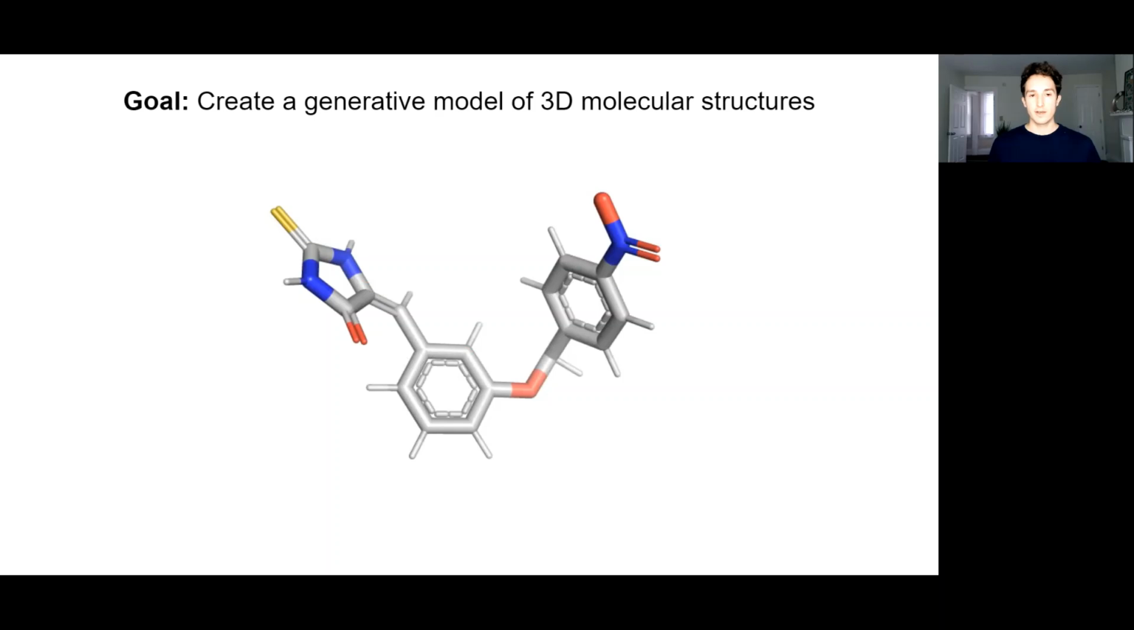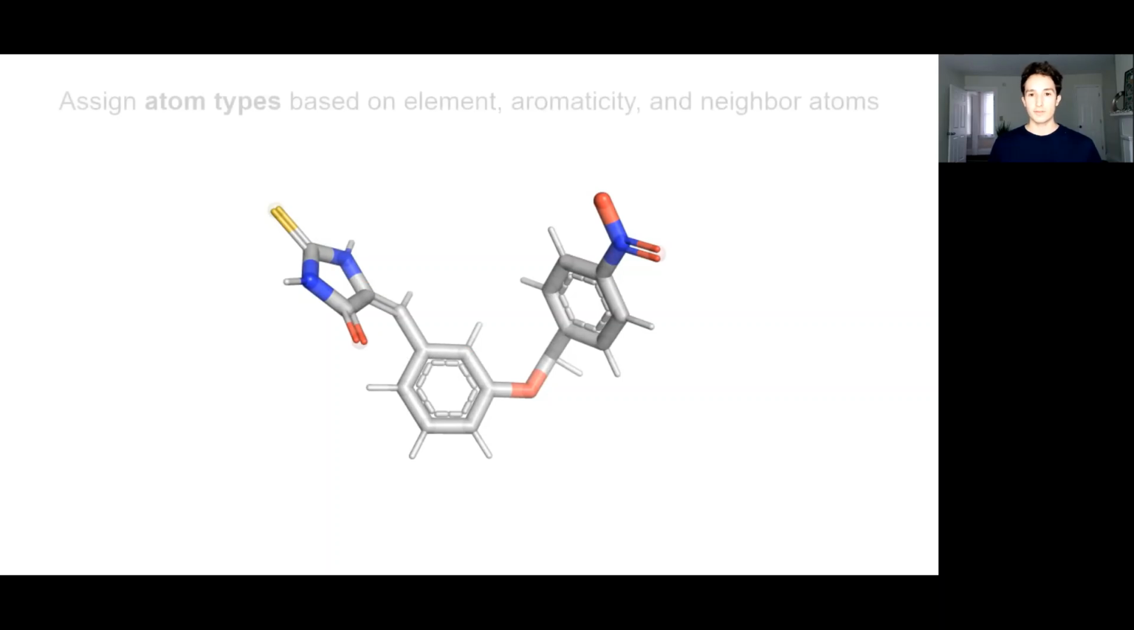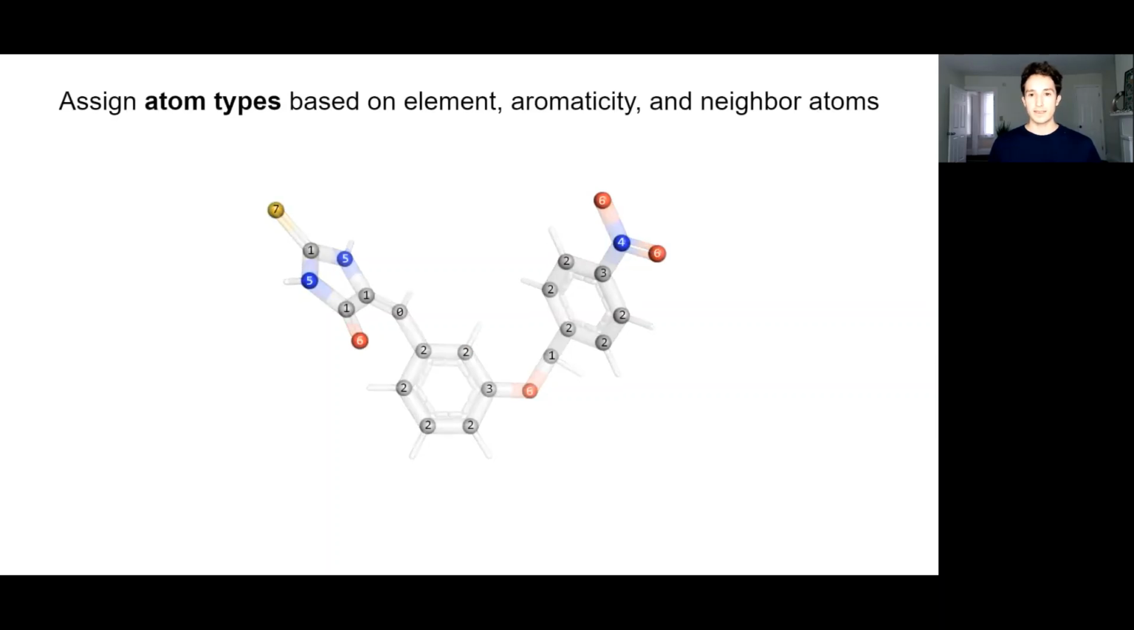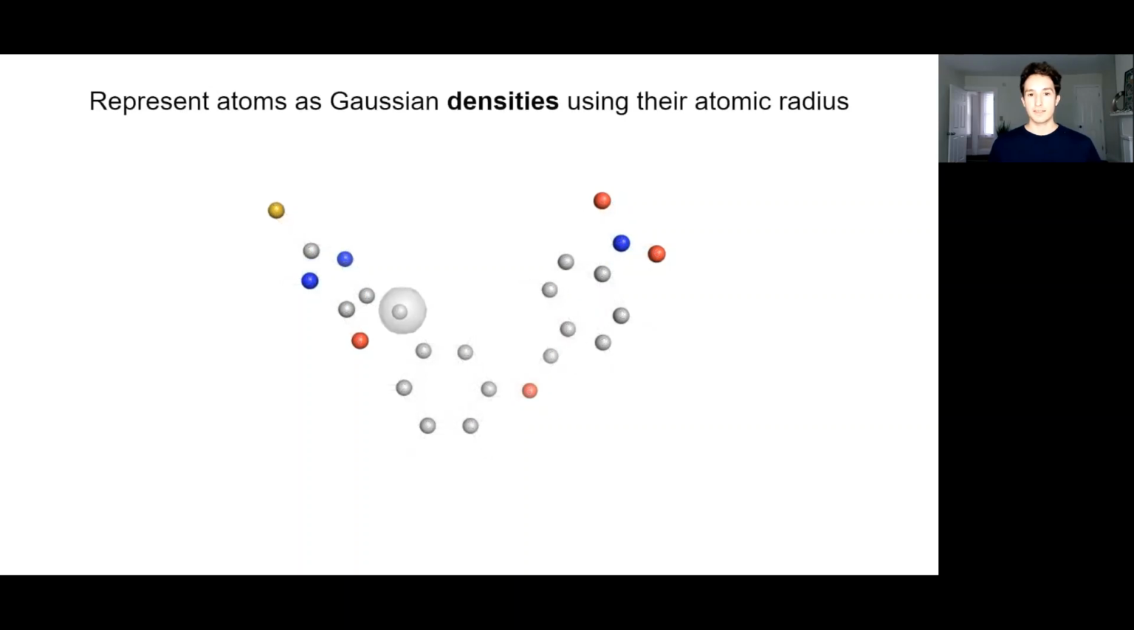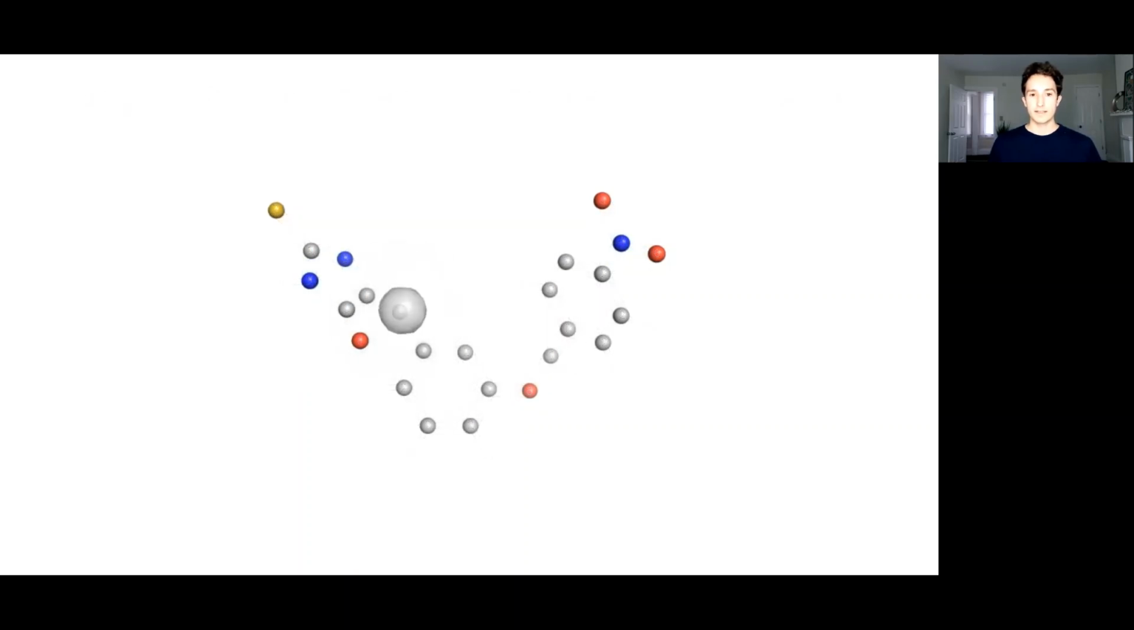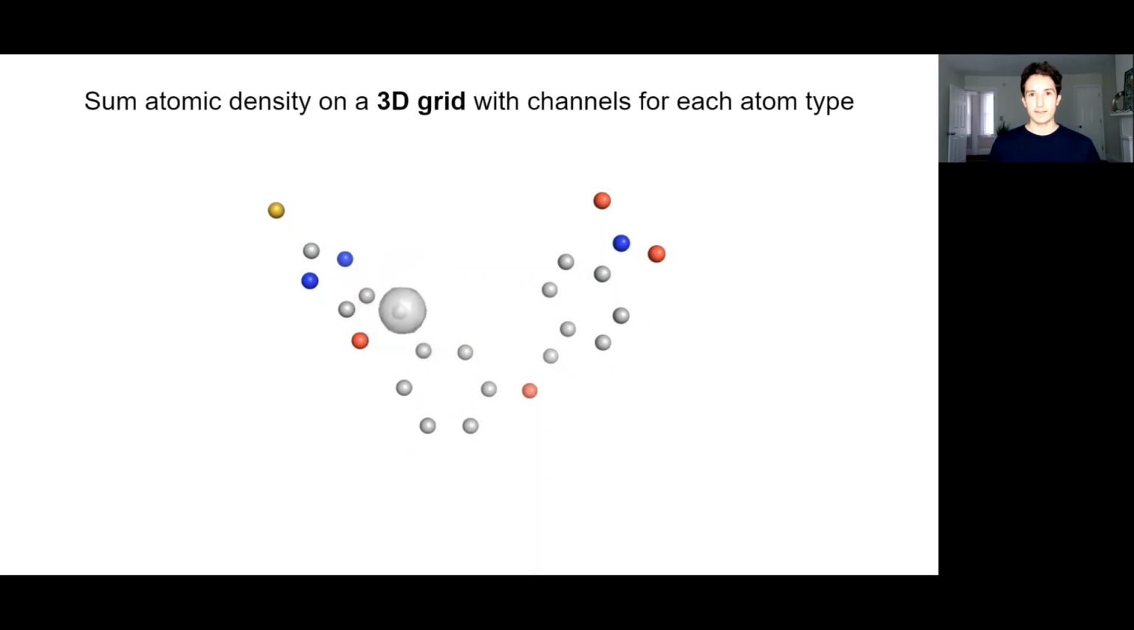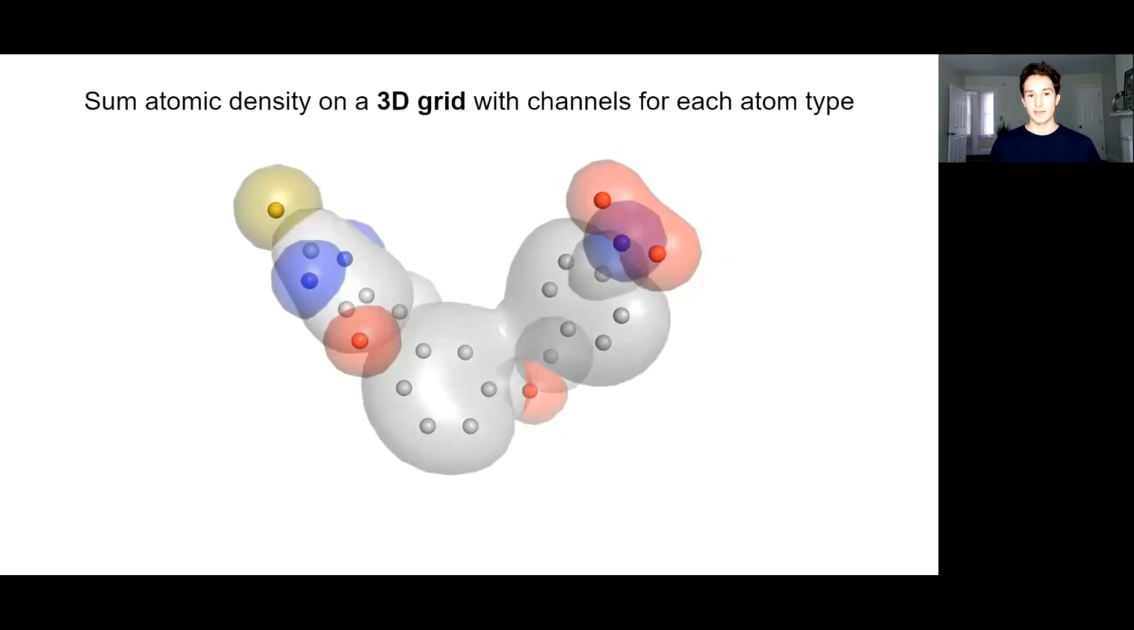To do this, we first assigned atom types to molecules based on their element, aromaticity, and neighboring atoms. Then we represent atoms as Gaussian densities, and we sum the density of each atom on a 3D grid with separate channels for each atom type, yielding a density grid representation of a molecule.